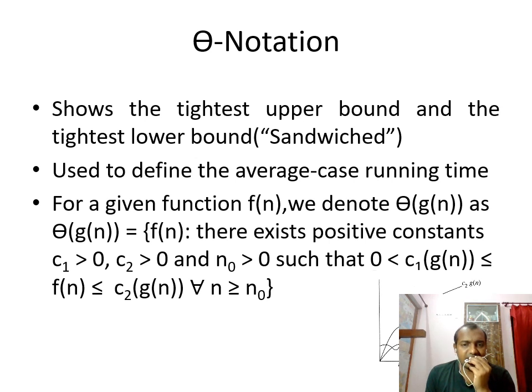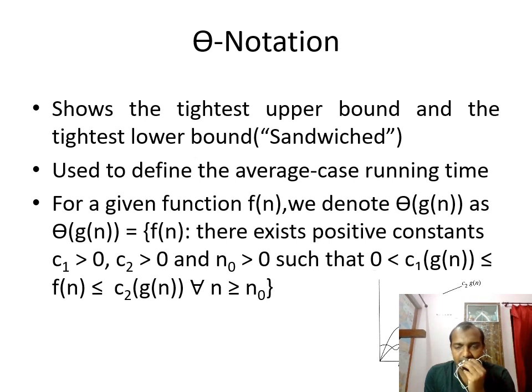For a given function f of n, we denote theta of g of n as: theta of g of n is equal to the set of f of n such that there exist positive constants c1 greater than 0, c2 greater than 0, and a threshold value n naught greater than 0, such that 0 is less than or equal to c1 of g of n, which is less than or equal to f of n, which is also less than or equal to c2 of g of n, for all n greater than or equal to n naught.